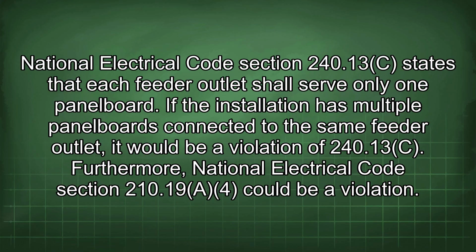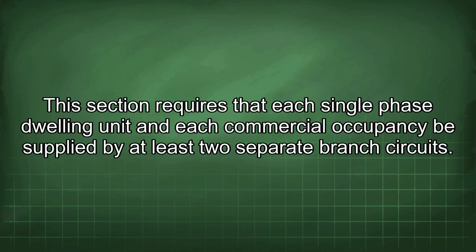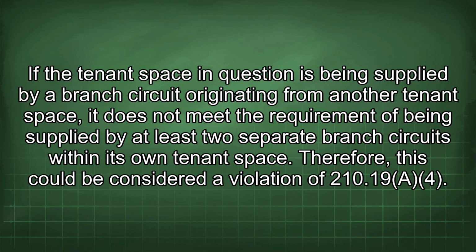Furthermore, National Electrical Code Section 210.19 could be a violation. This section requires that each single-phase dwelling unit in each commercial occupancy be supplied by at least 2 separate branch circuits. If the tenant space in question is being supplied by a branch circuit originating from another tenant space, it does not meet the requirement of being supplied by at least 2 separate branch circuits within its own tenant space. Therefore, this could be considered a violation of 210.19(A).